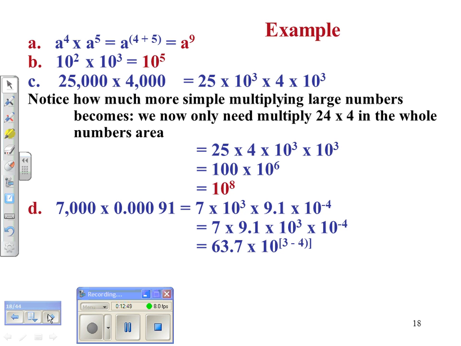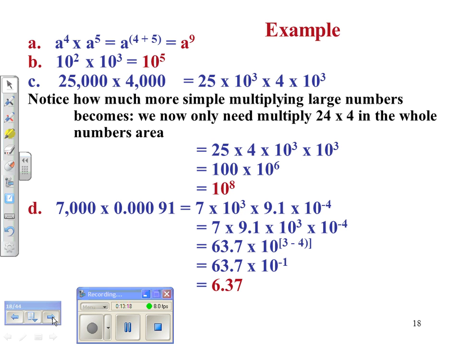But if you want to simplify it to just get the numbers, you have 7 times 10 to the 3rd times 9.1 times 10 to the minus 4th, and you can resolve that down to doing the simple multiplication of 7 times 9.1 is 63.7, and then resolve the powers. 10 to the 3rd times 10 to the minus 4th is 10 to the minus 1, right? Okay. And that all boils down to 63 times 10 to the minus 1.